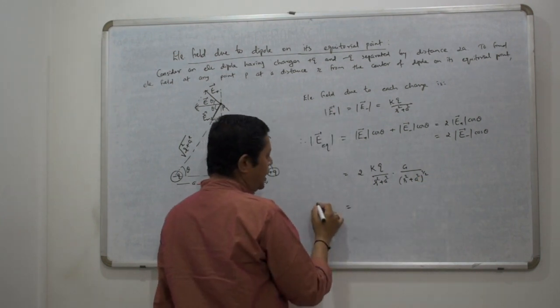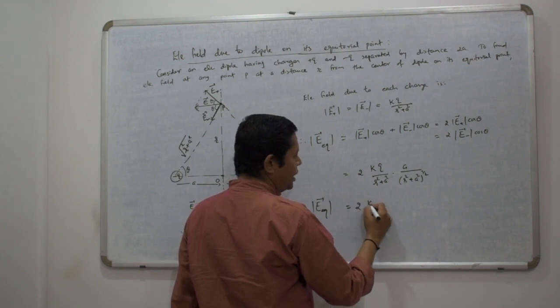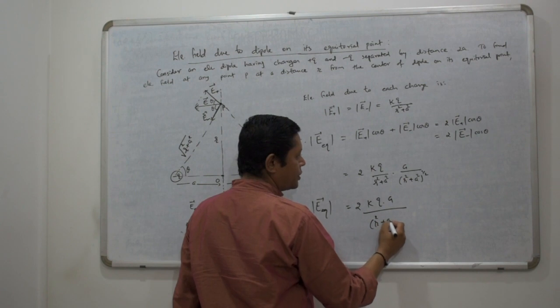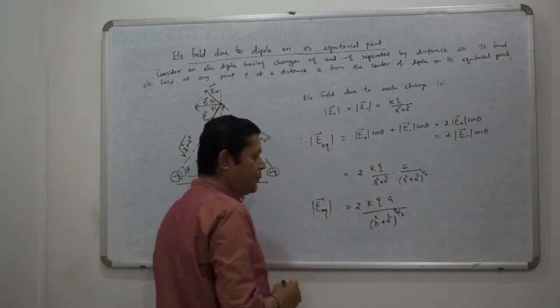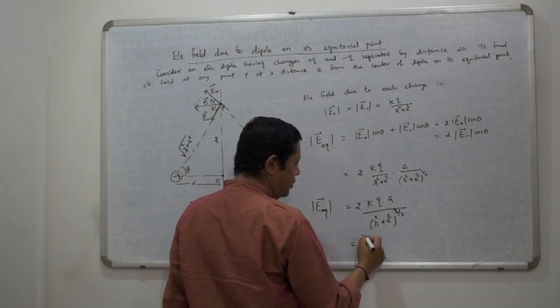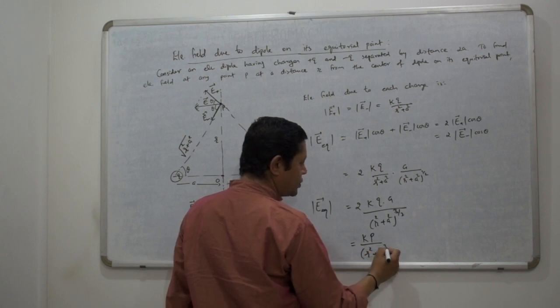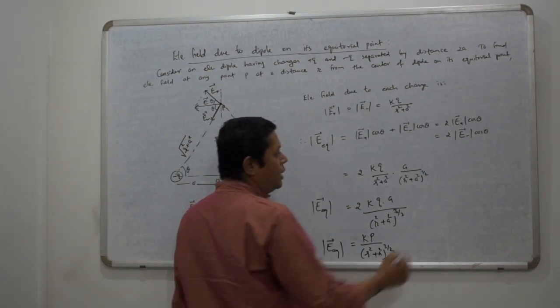That's why you can write the E equatorial equation as 2aqk upon r square plus a square to the power 3 by 2, because the power 1 plus 1 by 2 is 3 by 2. Now twice q into a, this quantity is nothing but the dipole moment, and that's why you can write kp upon r square plus a square to the power 3 by 2. This is the equatorial electric field.